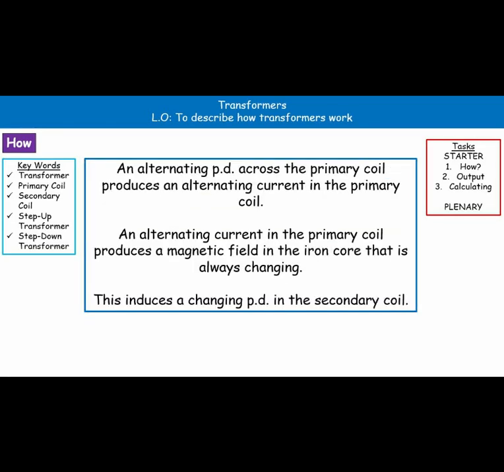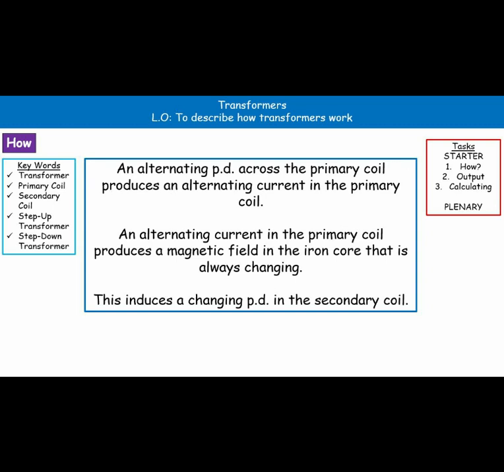What we're going to do then is understand how this phenomenon, if you like, of being able to trap a magnetic field within an iron core with a couple of coils wrapped around it can suddenly allow us to change the potential difference we're generating.